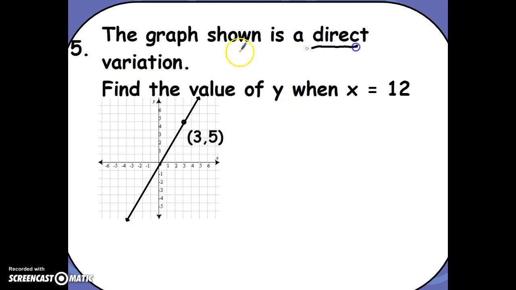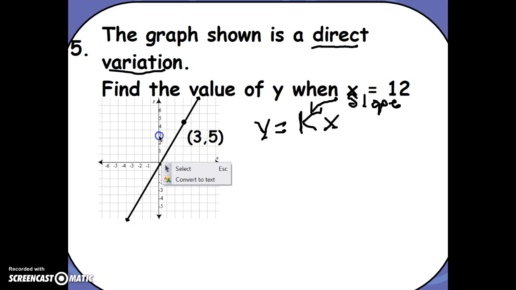So since it is a direct variation, our equation is y equals kx, similar to y equals mx plus b, but it's using a k and we don't have a y-intercept. So what we need is to find the slope to plug into the equation. And we can look at the graph and tell that the slope is your rise right there of a 5 and your run of a 3. So 5 over 3 is the slope.